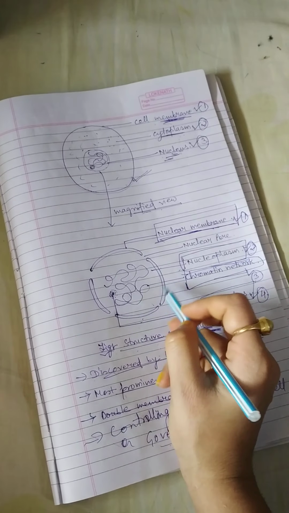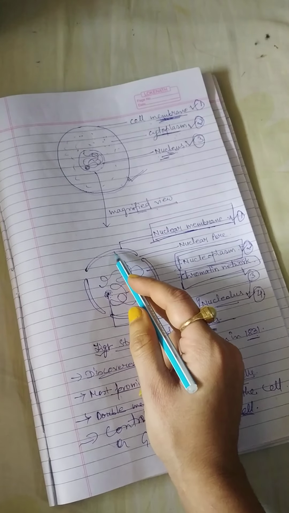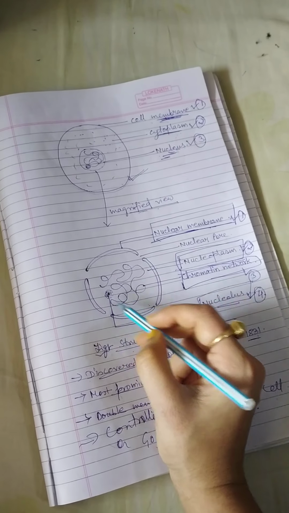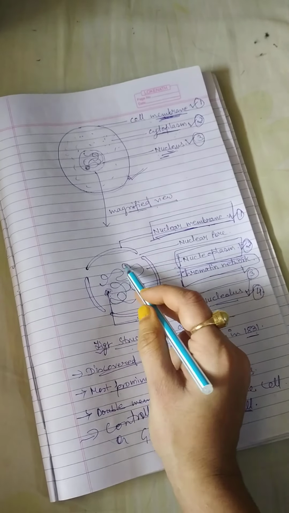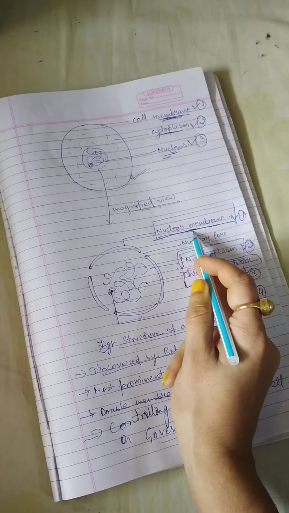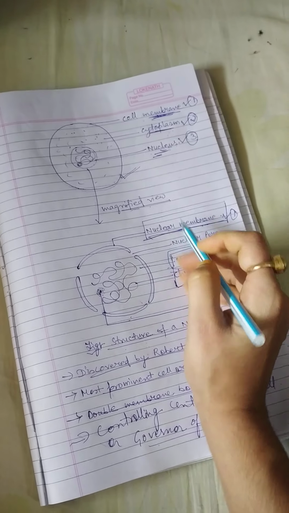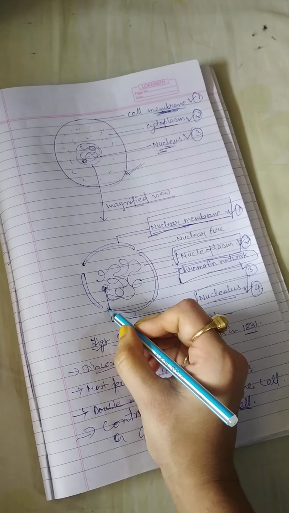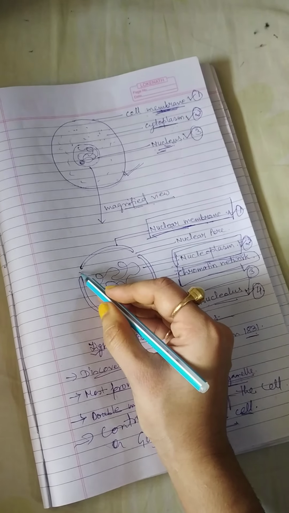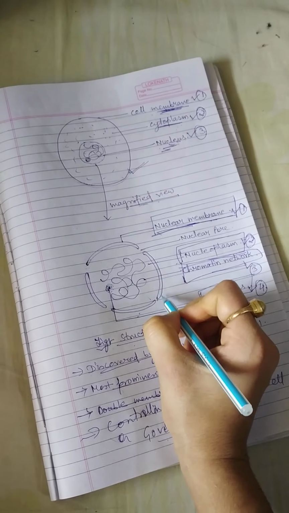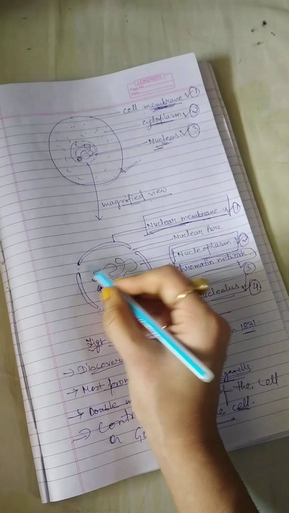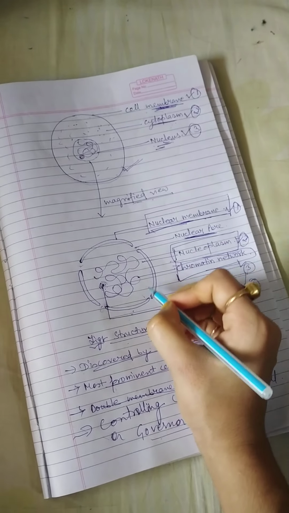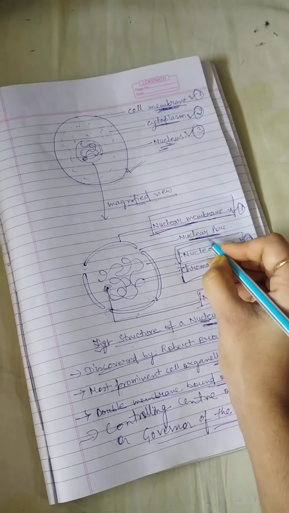When you see a nucleus, it is surrounded by a double layer. You can see these two layers. This double layer which surrounds the contents of the nucleus is known as the nuclear membrane. You can see that this nuclear membrane is not continuous, isn't it? Instead, it is interrupted at certain positions. These openings are known as nuclear pores.